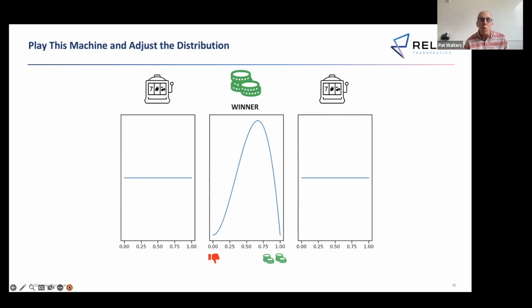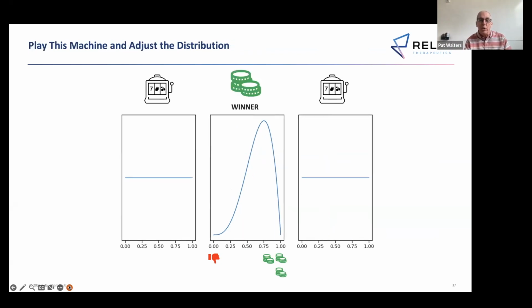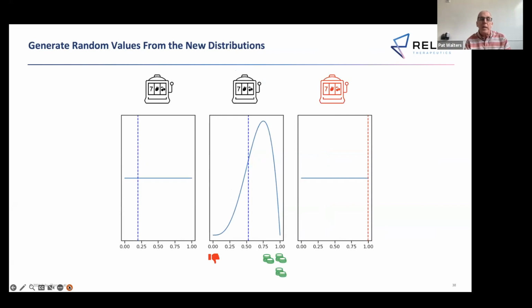I'm going to be more likely to pull the highest random number from the distribution in the middle, but I can just continue to repeat this process of generating a random number from the distribution, selecting the one with the highest random number, and pulling that slot machine. I'm just going to keep doing this and keep making pulls.